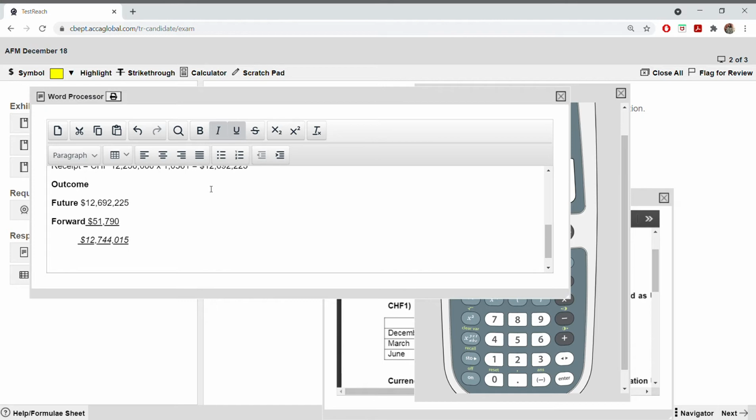Okay. Another way you can get the closing future price. So this will not have an impact on your forward. Remember, your forward will be 51,790 only by using method 2 of closing future price, but your future will change. Okay.